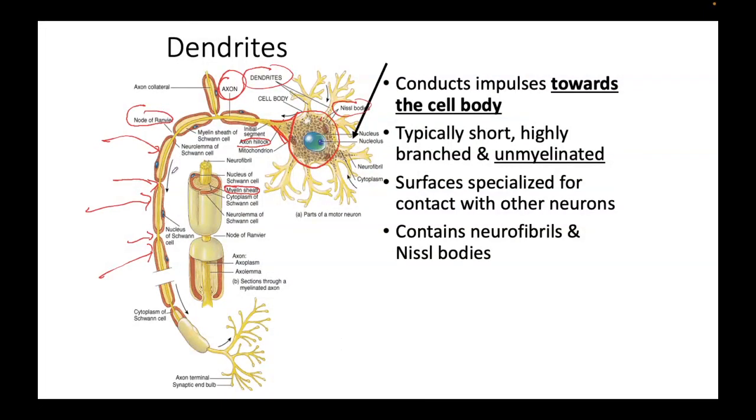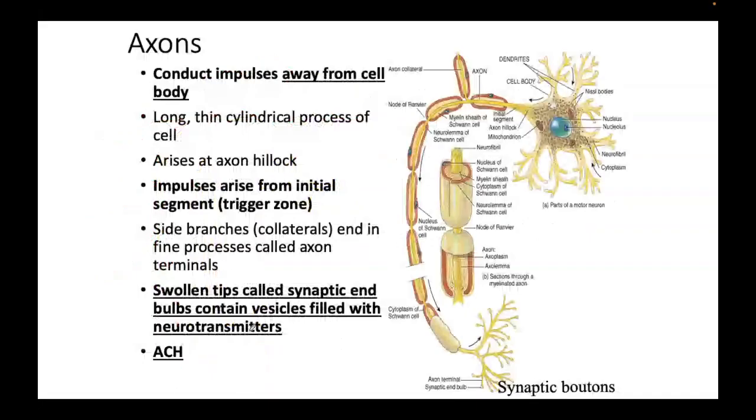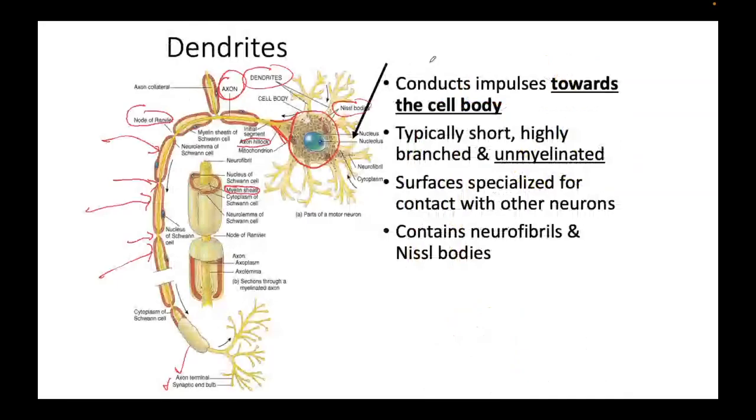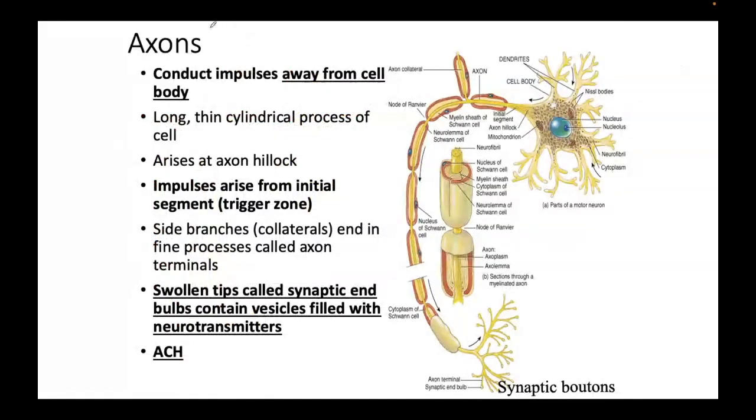node of Ranvier. Okay? And then the action potential, the purpose of that myelin, which is fat and cholesterol, is to speed up the action potential so it gets right to the axon terminal, and at the very end is the end bulb that stores the neurotransmitters. Now, remember, dendrites conduct the impulses towards the cell body and are typically unmyelinated, whereas the axon, just remember the A in away, conducts the impulses away from the cell body.